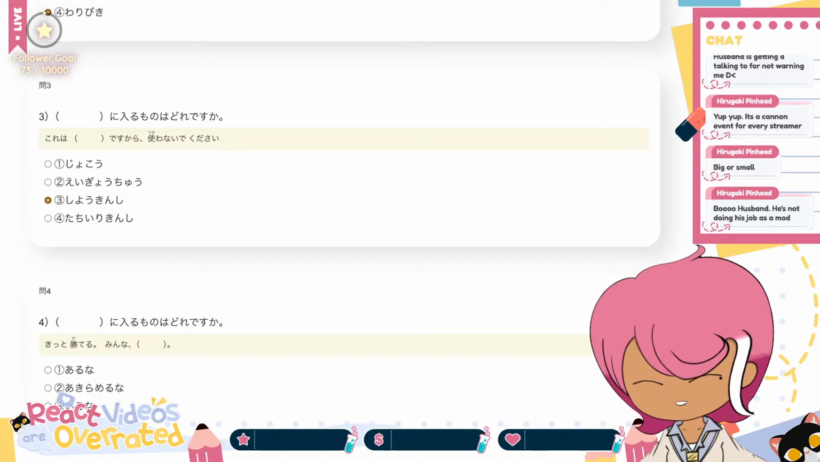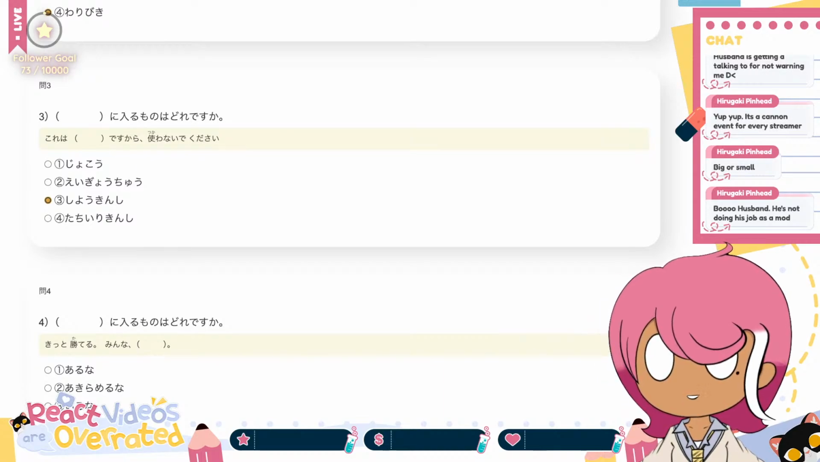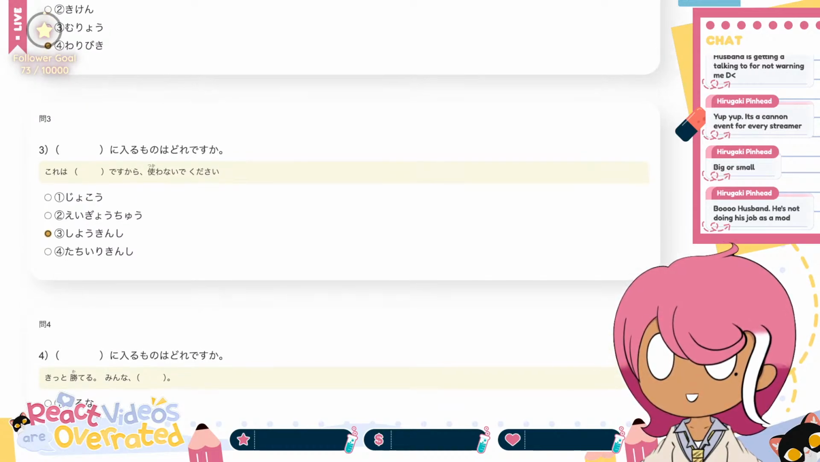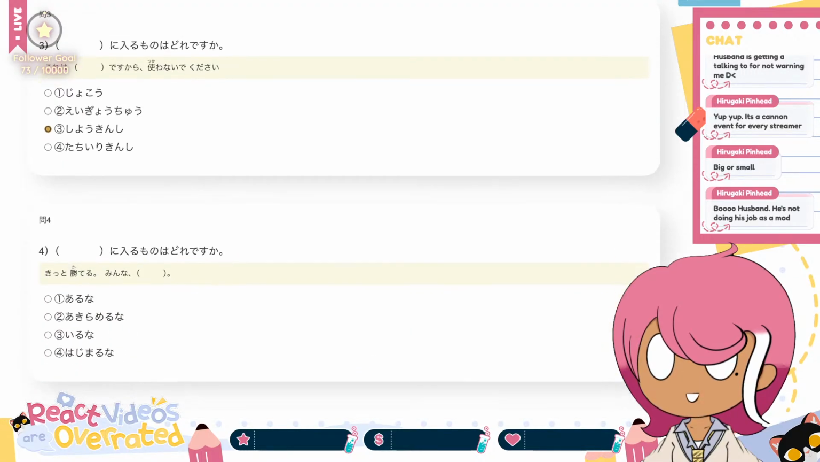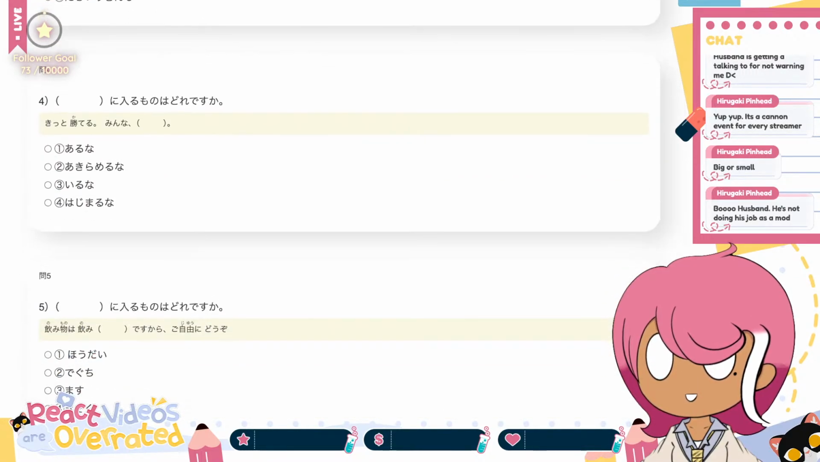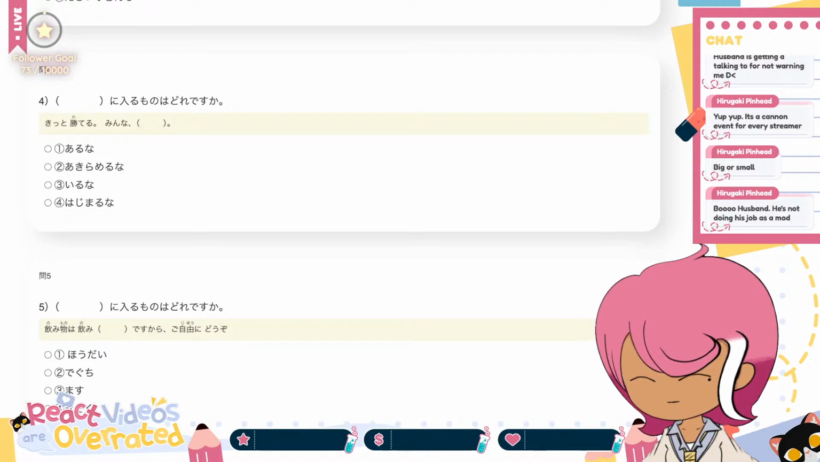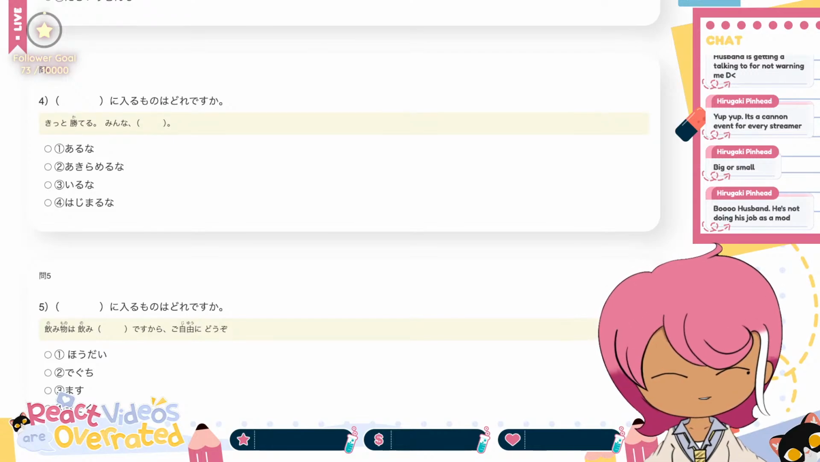In use. So jochu is in use. Okay. That was earlier up here somewhere. Kito. Kateru. Minna. Kito. Kateru. Kateru.